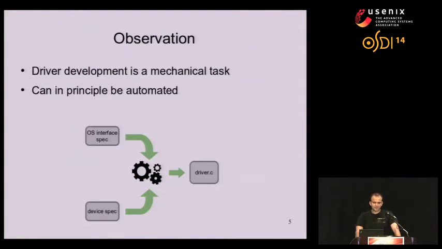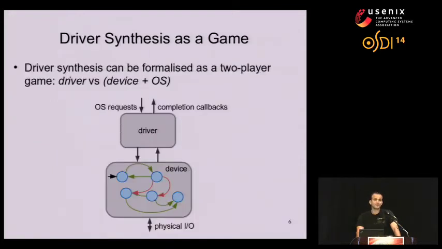And the way we automate it is by approaching the problem as a controller synthesis problem. The idea is you look at the driver as a controller for the device, and you look at the device as this finite state machine where some of the transitions are controllable, they can be triggered by the driver, whereas others are uncontrollable, things like error conditions or arrival of data from the network, and those are shown with red arrows here.